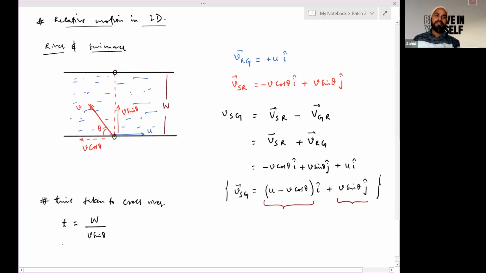And suppose the swimmer has made a normal stroke. So theta will be 90 degrees and sin 90 is maximum. So time will be minimum. So for minimum time, or for normal stroke, theta will be 90 degrees. So t minimum equals w divided by v.